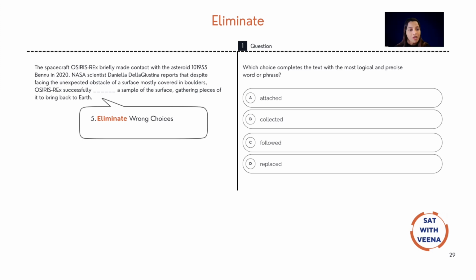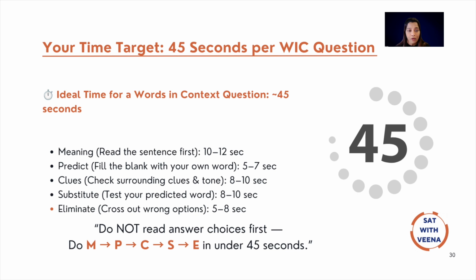One more important tip. You should spend only about 45 seconds per words and context question. And remember a critical rule. Never read answer choices first. Always understand the sentence before looking at options.